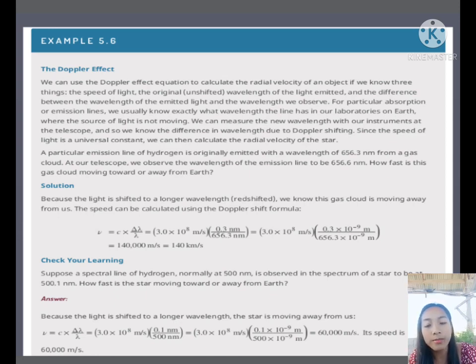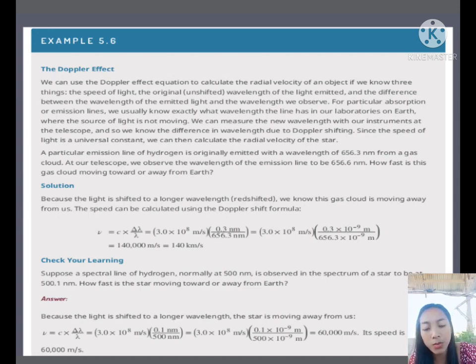A particular emission line of hydrogen is originally emitted with a wavelength of 656.3 nanometers from a gas cloud. At our telescope, we observe the wavelength of the emission line to be 656.6 nanometers. How fast is the gas cloud moving toward or away from the Earth? Here is the solution. Because the light is shifted to a longer wavelength, redshifted, we know this gas cloud is moving away from us. The speed can be calculated using the Doppler shift formula given.